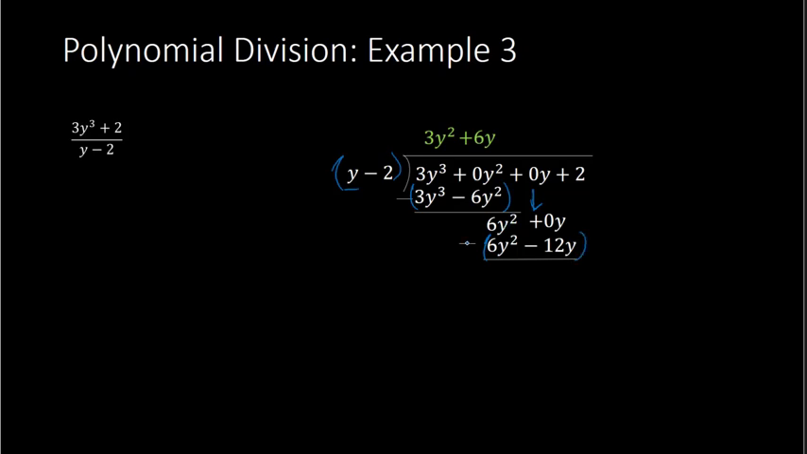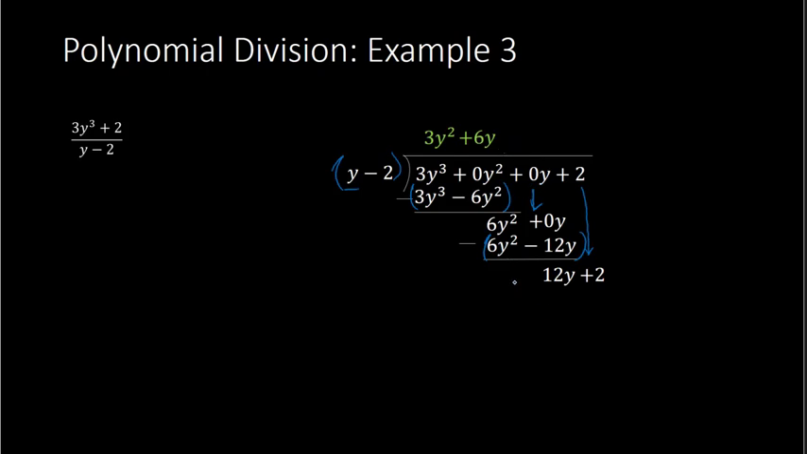And then your next step is to subtract that entire quantity. So we have 6y squared minus 6y squared. That will cancel. 0y minus a negative 12y would become a plus 12y. So we have 12y here. We need to bring down this last number, the 2, to get 12y plus 2.